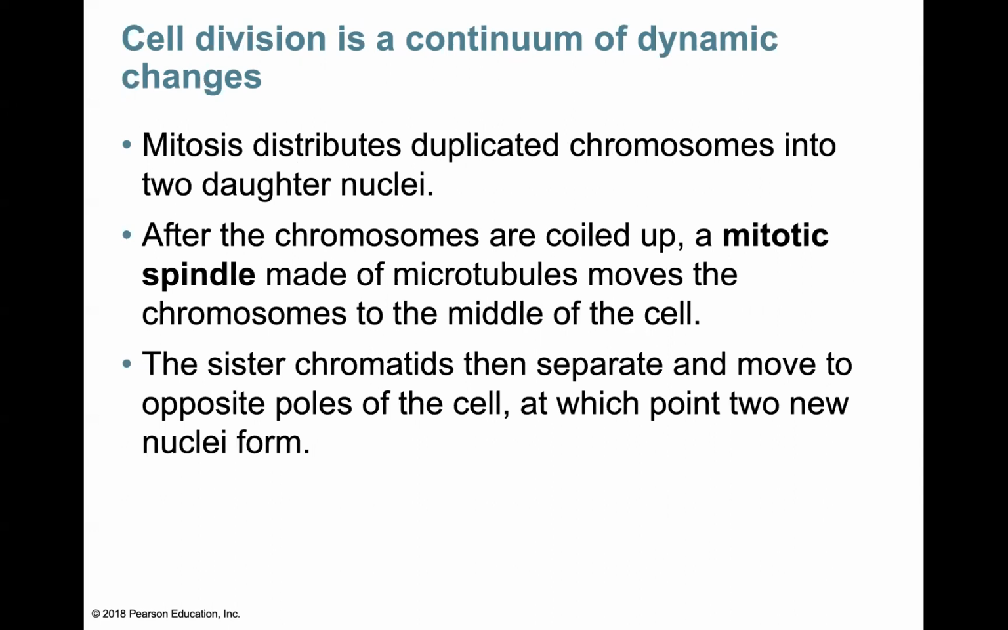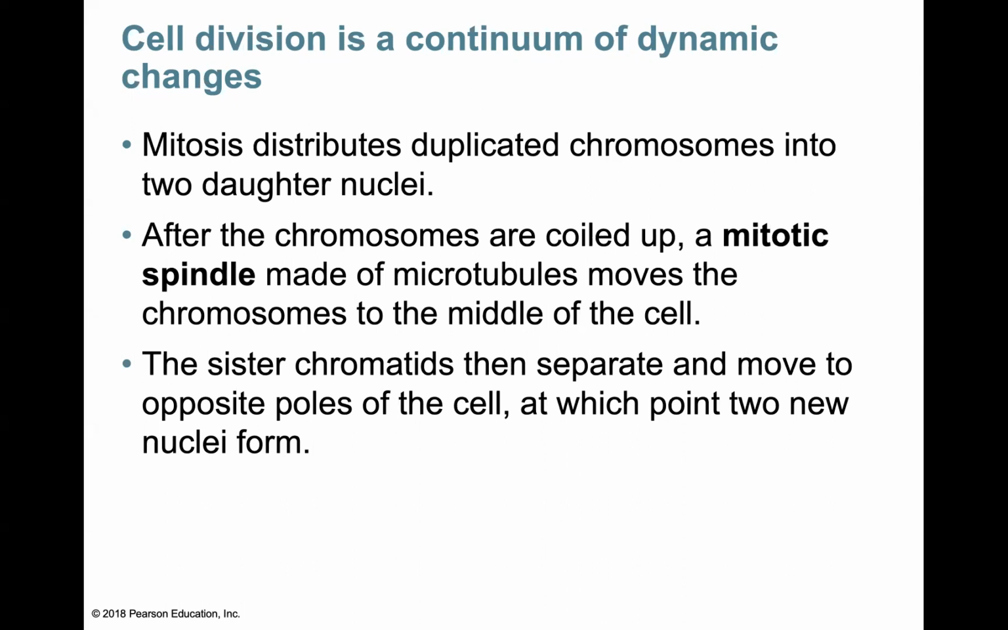So cell division is a continuum of dynamic changes, all right? Mitosis functions to distribute duplicated chromosomes into two daughter nuclei, all right? These cells that are created during mitosis are going to be exact copies of the parent cell, okay? And so after the chromosomes are coiled up, a mitotic spindle made of microtubules moves the chromosomes to the middle of the cell, okay? The sister chromatids are then going to separate and move towards opposite poles at which two new nuclei can form. And so we'll see these steps as we move through mitosis.